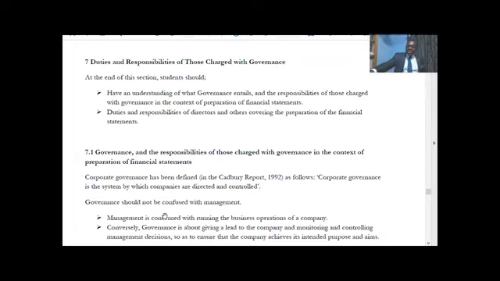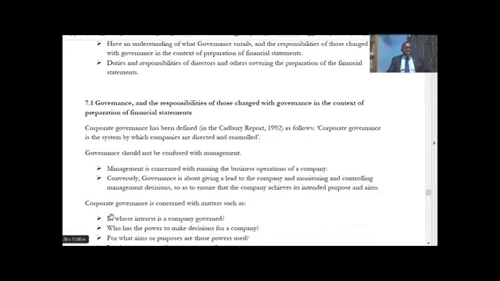So the shareholders appoint directors. Directors appoint what? Management. Okay, good. So now, what is the difference between governance and management? Management is concerned with running the business operations of a company, whereas governance is about giving a lead to the company and monitoring and controlling management decisions.